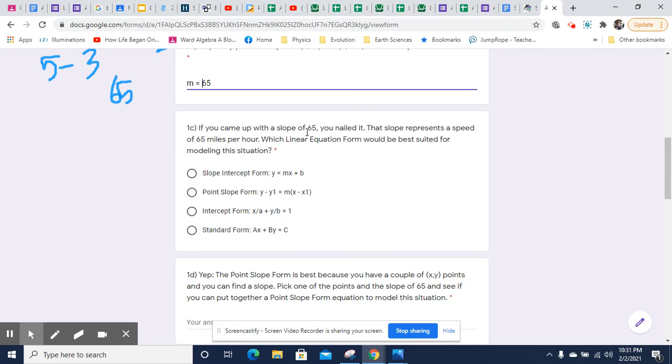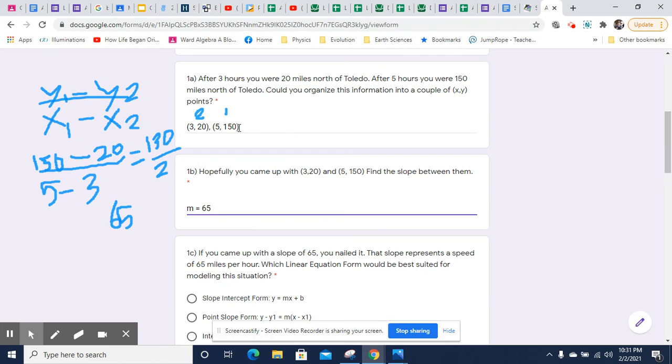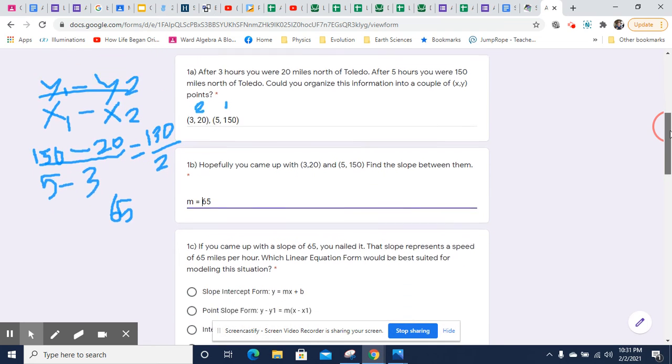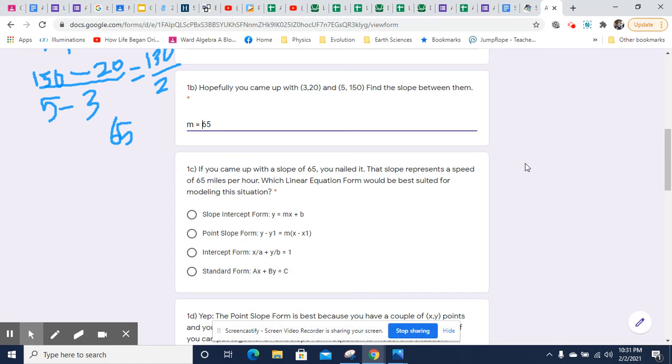If you came up with a slope of 65, you nailed it. That represents the speed of 65 miles per hour. So which linear equation would be best suited? We've got slope-intercept form, point-slope form, intercept form, and standard form. Since we have a couple of points and a slope, and neither of those points are intercepts, our best bet is one that's designed for a known point and a slope, and that's the point-slope form.